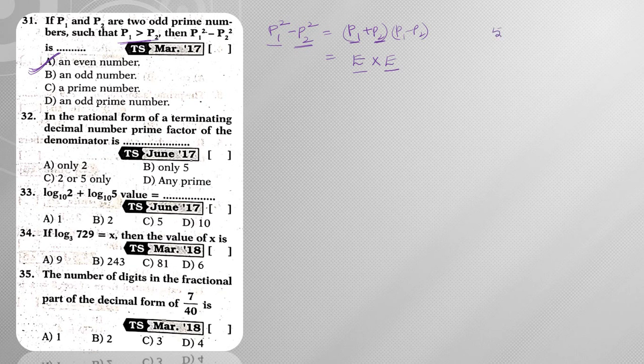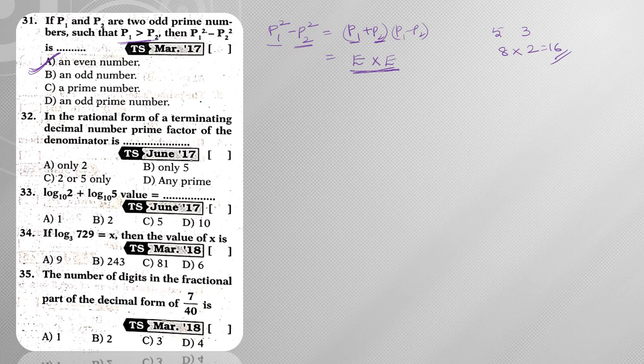Or you can simply consider 5 and 3. So 5 plus 3 is 8 into 5 minus 3 is 2, which is nothing but 16. So which gives me an even number, right? So likewise we can also verify. But this is the correct way, by which you can say, right?